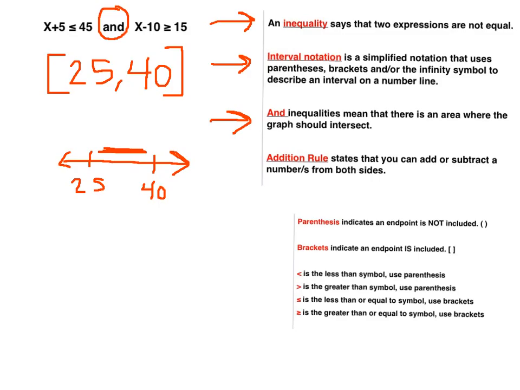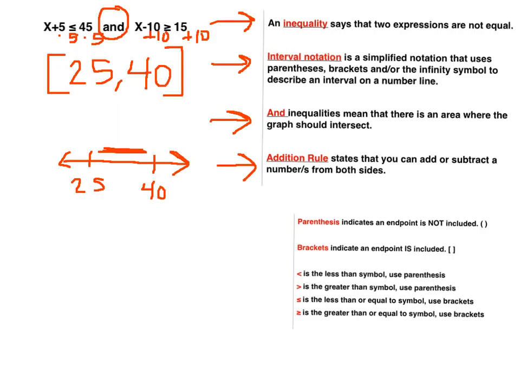Another rule to keep in mind is the addition rule, and that means that you can add or subtract numbers from both sides in order to get x by itself. Here we'll notice that we'll have to subtract 5 from both sides, and on this one we will have to add 10 to both sides to get x by itself.